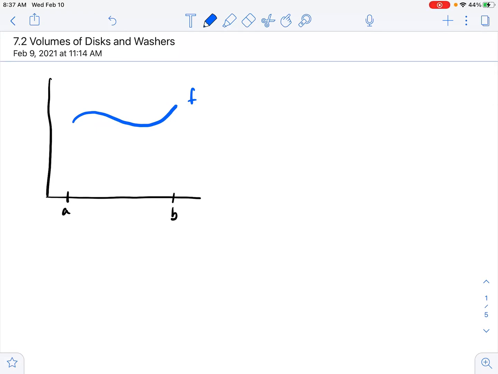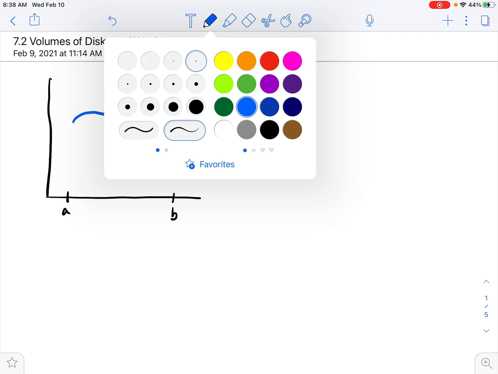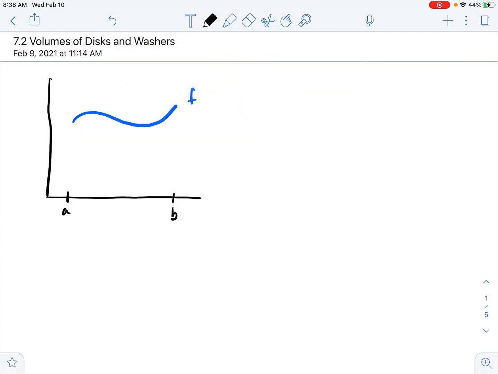Welcome everyone. In 7.2 we're going to talk about volumes of revolutions, disks and washer methods. And let's take a look at what we're dealing with here. So suppose we have some continuous function f on the interval from a to b.